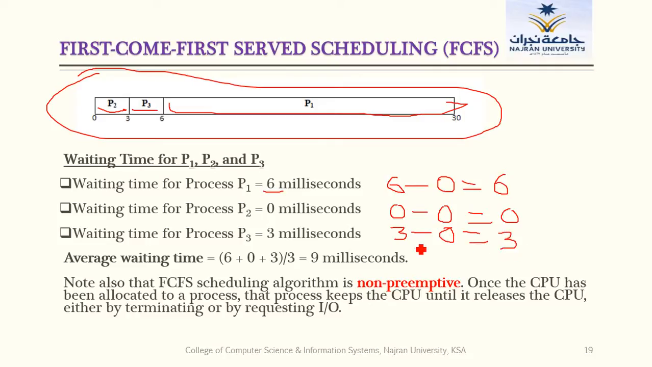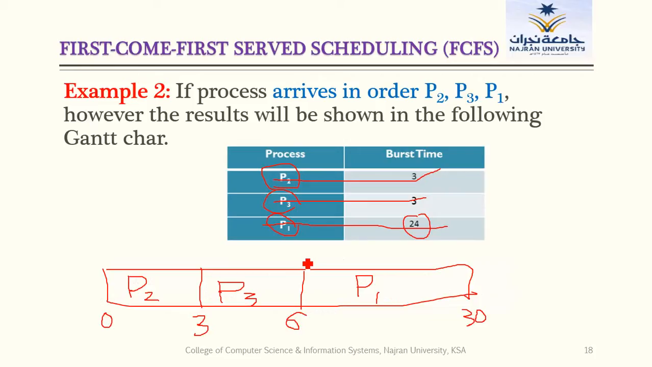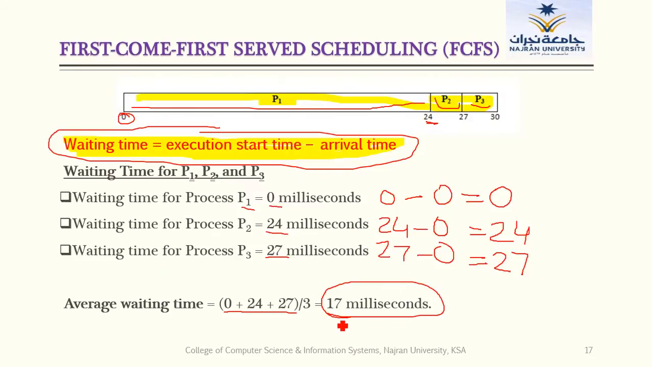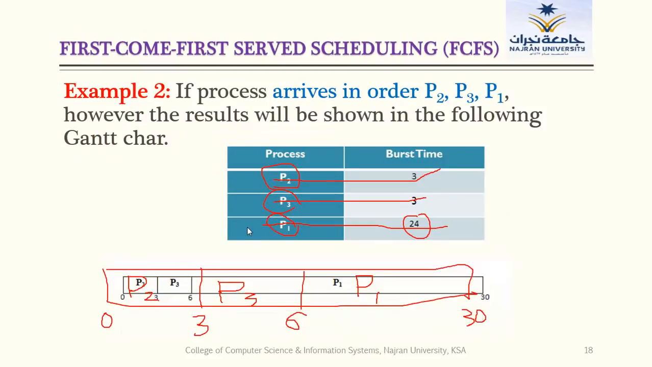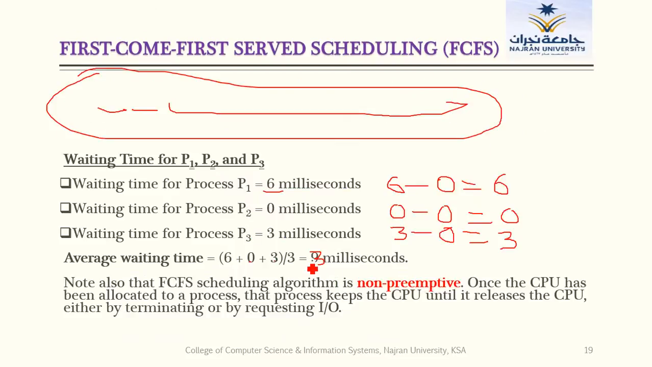Now what will be the average? That is 6 plus 0 plus 3 divided by 3. So it will be, sorry, it's wrong, it will be 3 milliseconds. Understand? So if we change the order, if you go back and check the last slide, in the last slide we calculated the average waiting time as 17 milliseconds, but here we have seen the average waiting time is 3 milliseconds if we change the order.